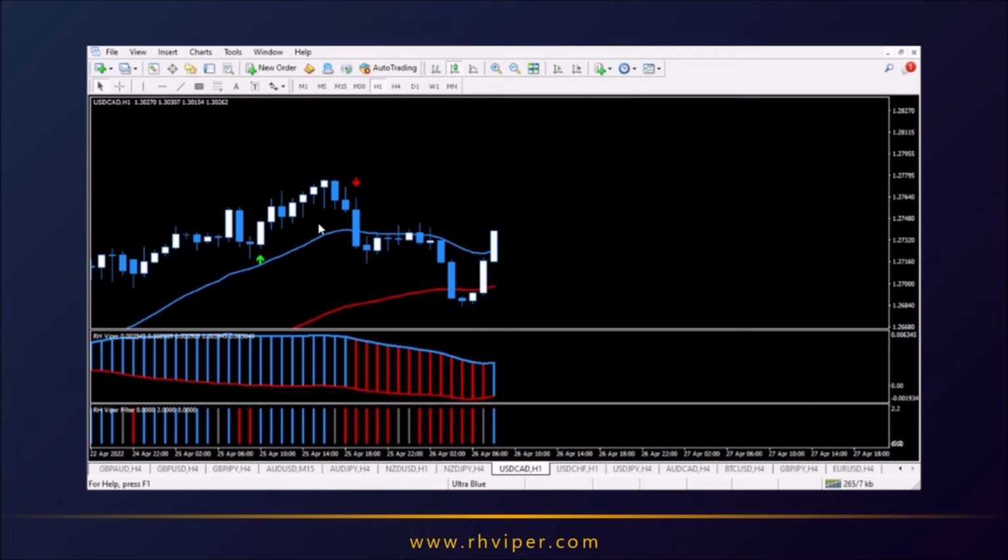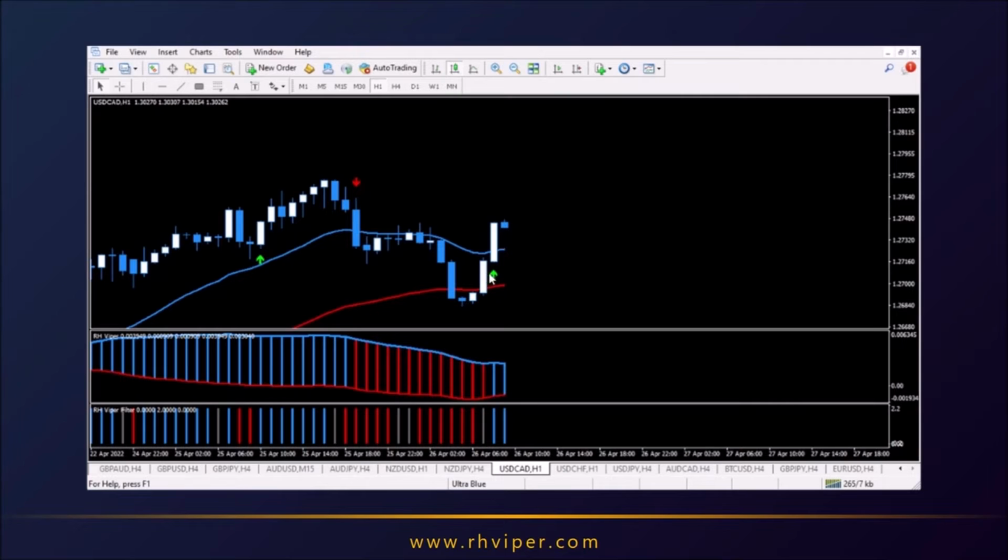A whole bunch of candles have passed by. We've got the market dropping down, and currently we have what could potentially be a long opportunity. We've got a candle closing or moving above this blue moving average. The RHViper indicator's histogram bar is blue, and the RHViper filter also has a blue bar. So if this candle closes where it's at and a green arrow appears underneath this candle, we can be looking at a long trade. So we got exactly what we were looking for.